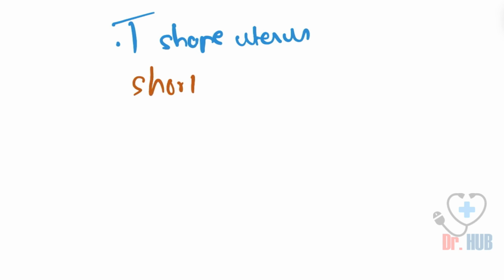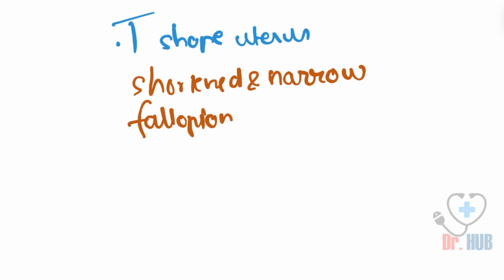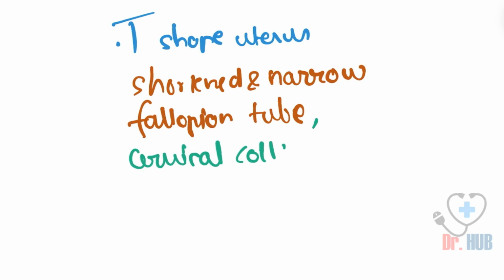Looking at the features, there is a T-shaped uterus, and it is shortened. There is a narrow fallopian tube. There are cervical collars, that is, the coxcomb cervix.